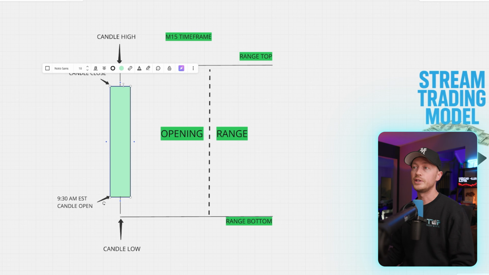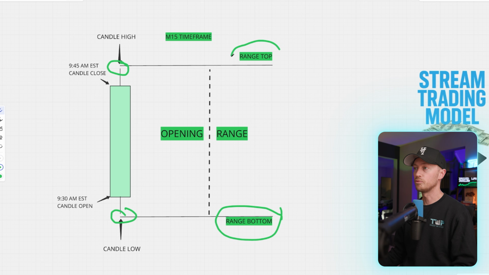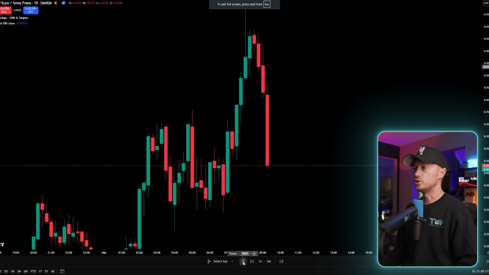Step number one, right here on the M15 time frame. We're looking at this candle right here, 9:30 a.m. This is the New York Stock Exchange open. This candle is moving up, it's moving down, and then it's done. 9:45 that candle closes. During that time, it creates a candle high and a candle low. That acts as our range bottom and our range top. That is this line here and this line here, and then we have our opening range. So let's do that on the chart.